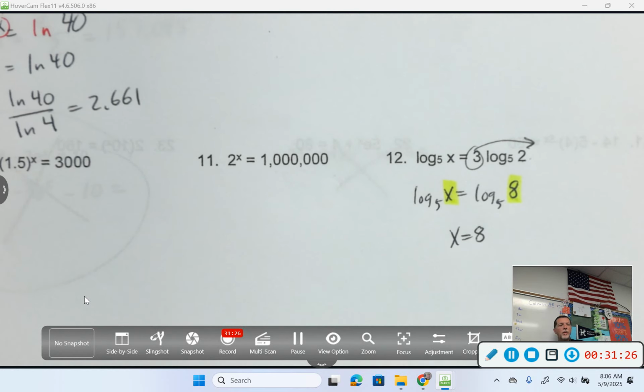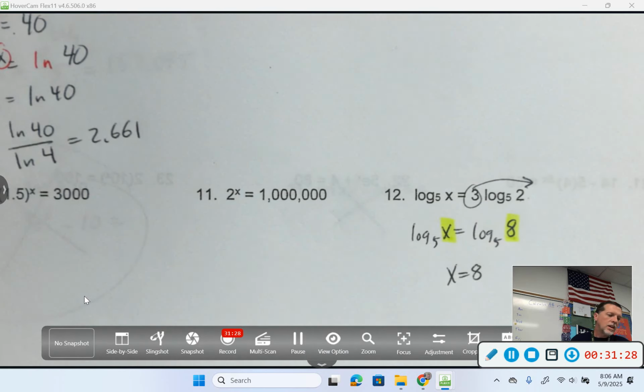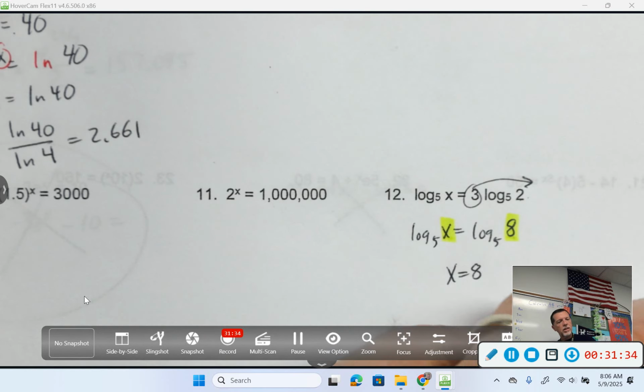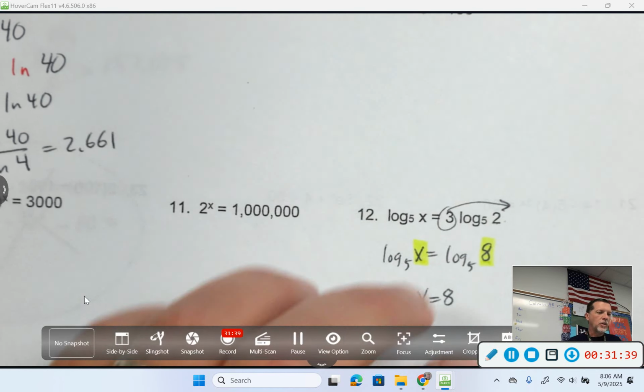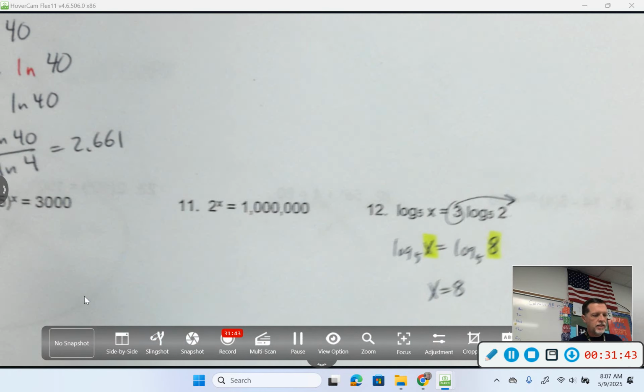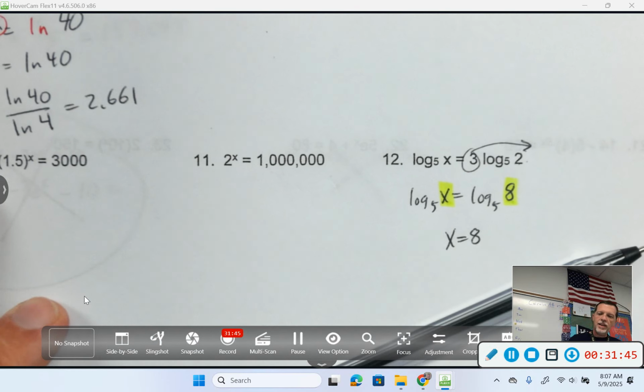Alright, so the only new thing today is log both sides if you need to get the variable out of the exponent. And a lot of this is also review. And only one more day of new stuff now.